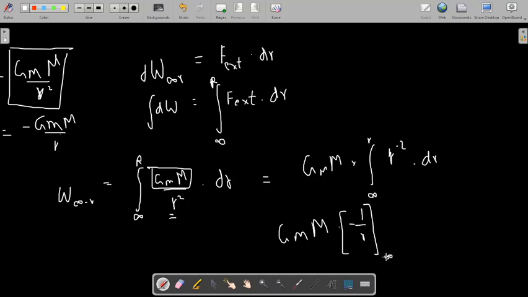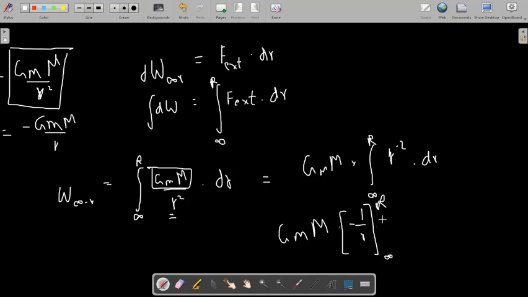The limits are infinity to r. So if you are going to replace this r with this capital R, I'm sorry, this should be capital all over here. So that's the point, and that's the point along the distance. Okay, that's one point that is present in the distance.